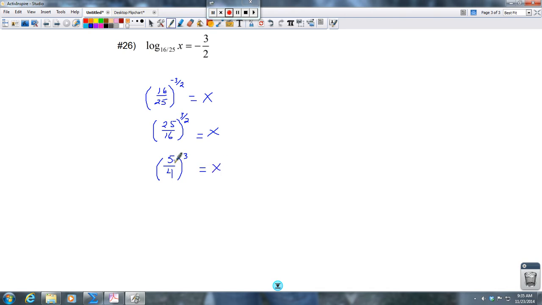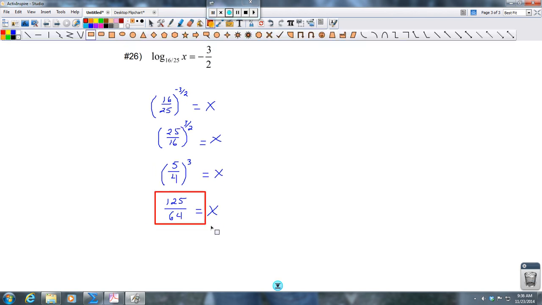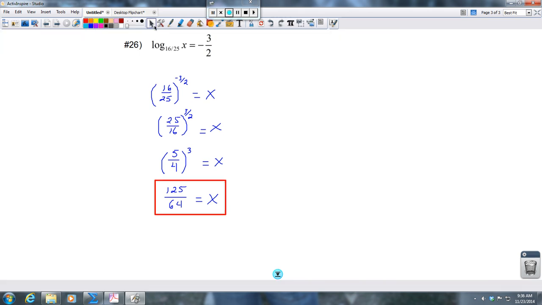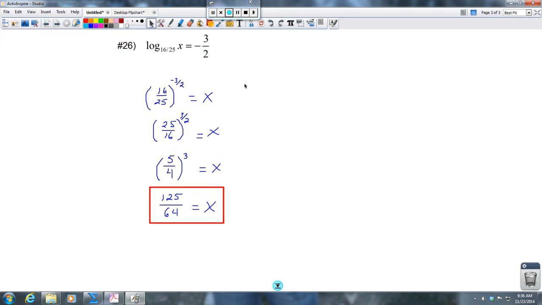If I'm going to raise each of these numbers to the 3rd power, that would be 5 to the 3rd power, which is 125. And this would be 4 to the 3rd power, which is 64. And we have now worked this thing down to say x is 125 over 64, and that completes this problem. So I will go ahead and box this problem. And that is it. This video is done for these 3 problems.